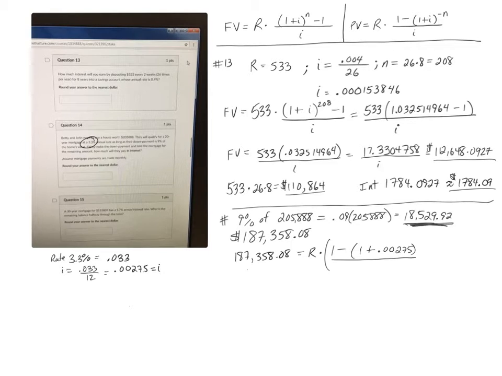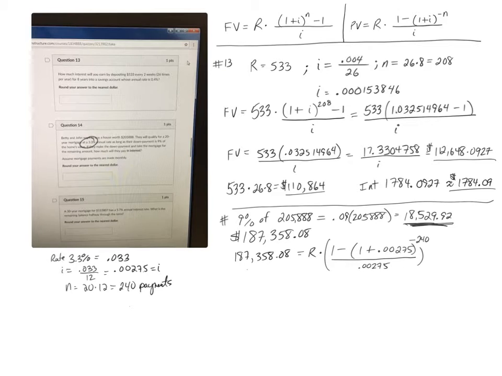Put a fraction bar and put 0.00275 there. And this part right here is going to be raised to the negative nth power. And n for this one is 20 years, 12 months of the year. So 20 times 12 is 240 payments. So this is going to be raised to the negative 240th.